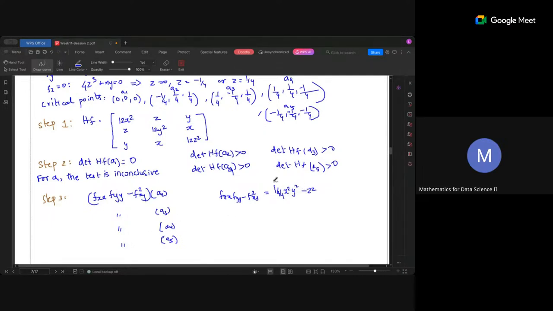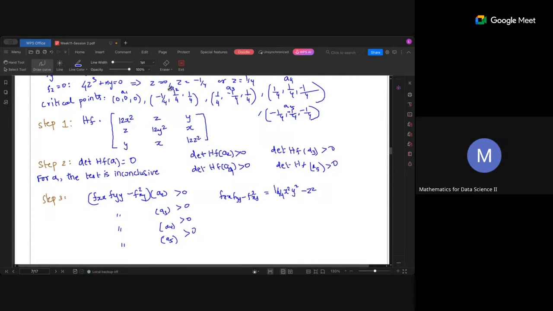Since there is a square, irrespective of the sign, this term is going to be some positive term. And you have a very huge number here. So automatically, can you guess what is going to be the sign always? Positive. Yes. You can easily guess that it is going to be positive. You don't even have to calculate, because you have a very large number here.